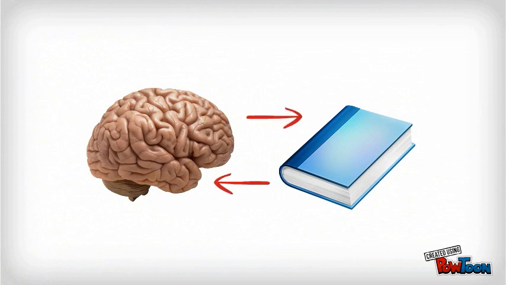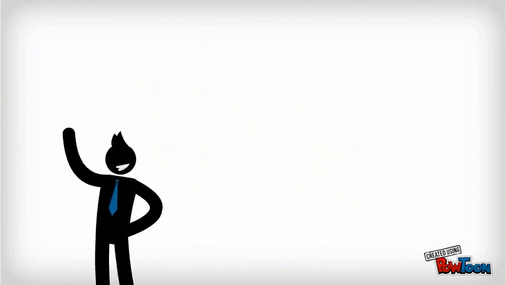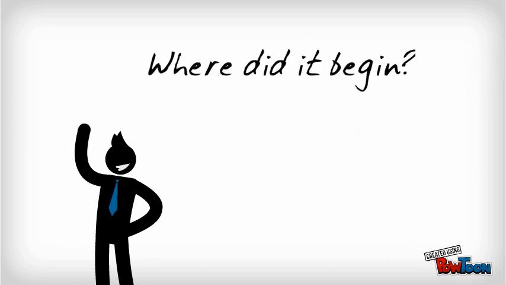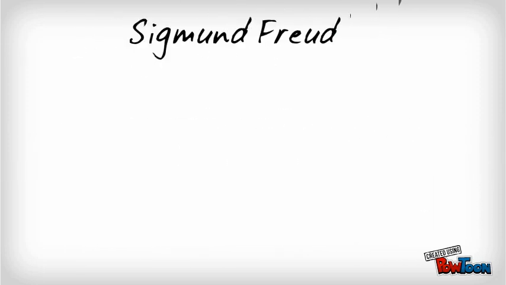Psychoanalytic theory is based on the analysis of literature from a psychological perspective, applying theories and concepts from psychology to literary works. Now, in order to fully understand and apply this theory, you must ask, where did it begin? Psychoanalytic theory began from the concept of psychoanalysis that was established by psychologist Sigmund Freud.